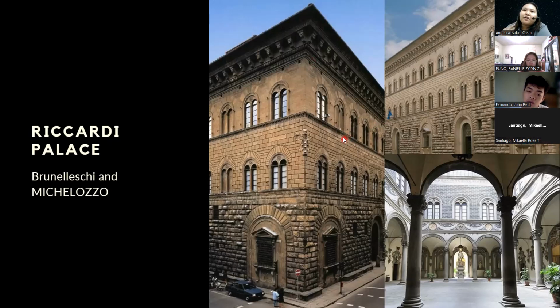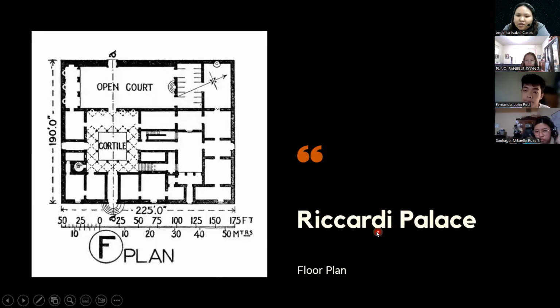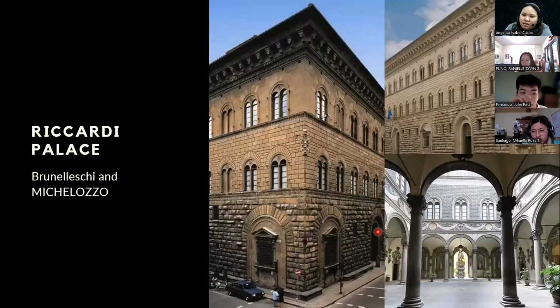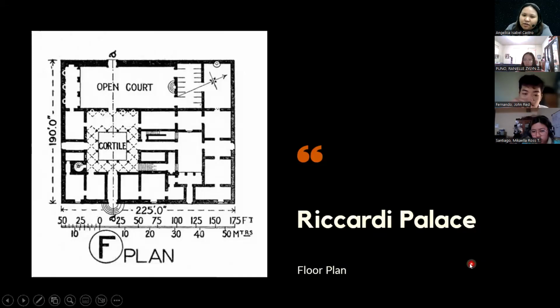So it's a revival of the things that we already know. So this is why I said that this is just a review for you. You see your classical orders here, your column, your colonnades, and your arches. This is also part of your classical Greek and Roman architecture, your Greco-Roman architecture. So let's move on. This is the plan of the Riccardi Palace. You see this one, the open court. This is here.